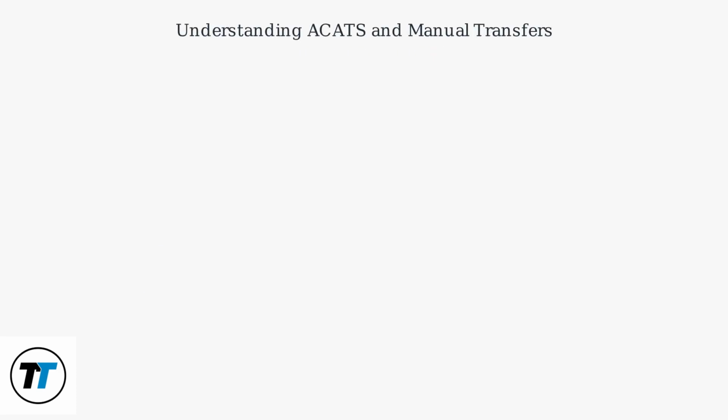The primary method for transferring stocks and positions in the U.S. is through ACATS, the Automated Customer Account Transfer Service. This is a fast, standardized system that simplifies the process.